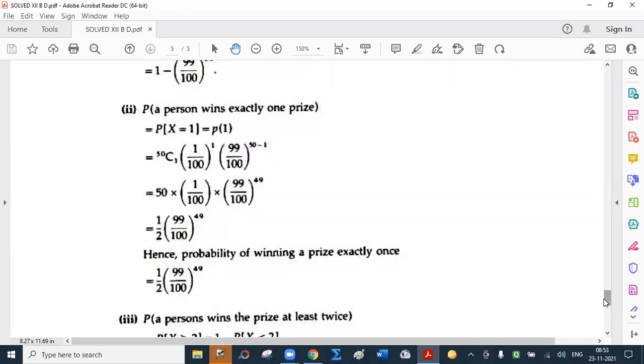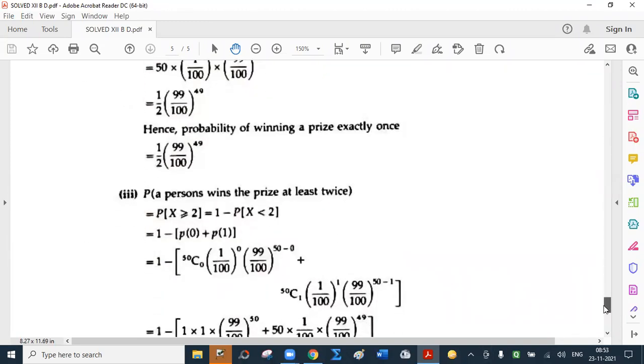Now, third part. Probability that a person wins the prize at least twice. At least twice means P of x greater than or equal to 2. So we consider the complement. What is complement of x greater than or equal to 2? X less than 2. Actually, not complement of probability, complement of an event. So we should say x less than 2. This is the complement of x greater than or equal to 2.